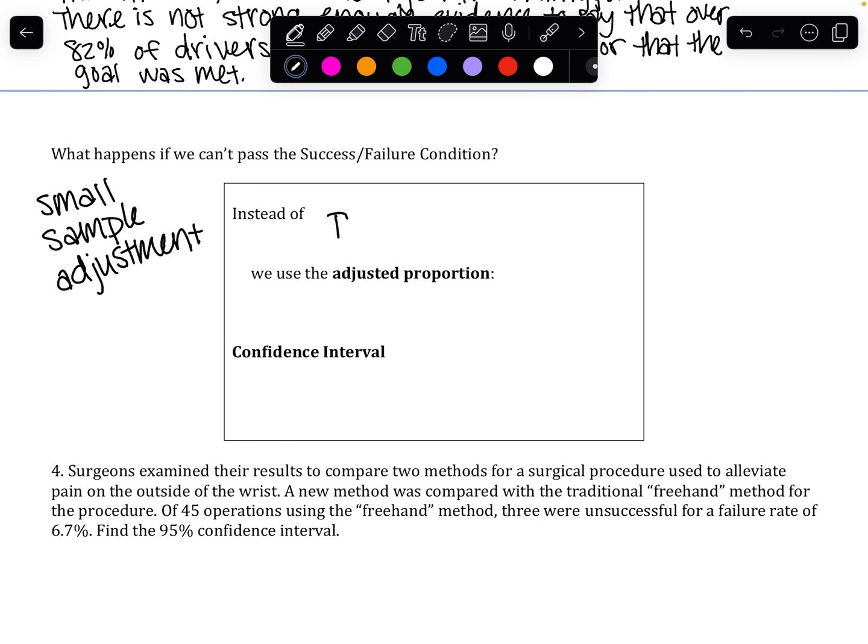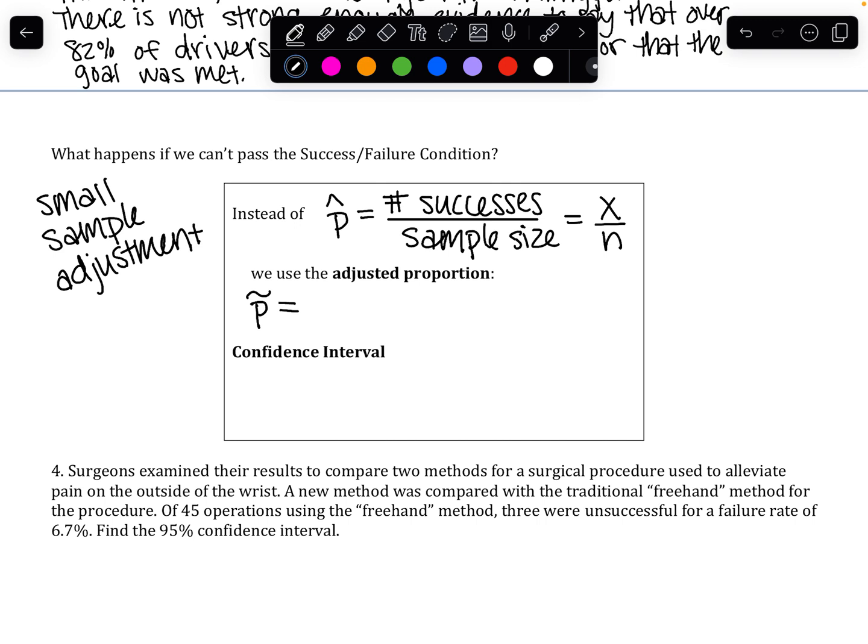Okay, so instead of p hat, which we would normally use, especially for a confidence interval, being the number of successes over the sample size, x over n, we're going to use an adjusted proportion, which is another p that you get to learn, and it's p with the little squiggle on top. And I know you love that so much because you love all of the different P's that we get to use in this stats curriculum.